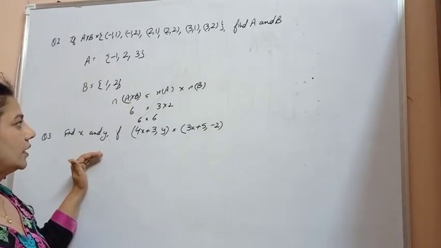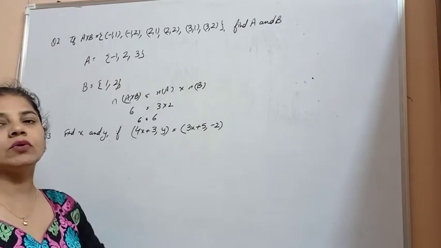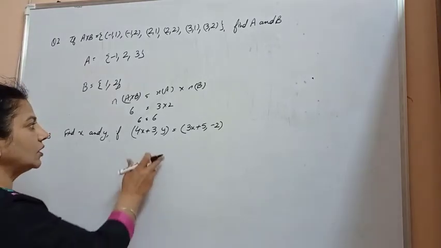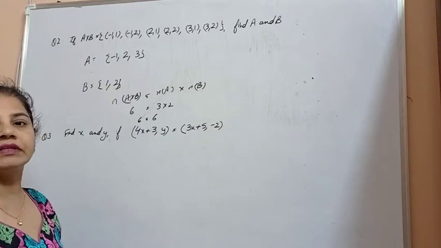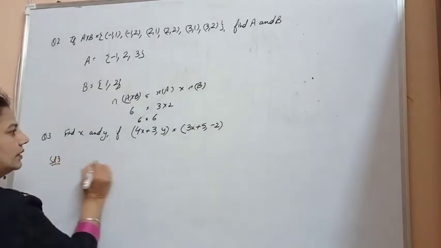Find x and y if the ordered pairs are equal. Ordered pairs are equal only when their corresponding elements are equal. So we say that the ordered pair on the left hand side is equal to the ordered pair on the right hand side when their corresponding elements are equal. So we can equate the elements.